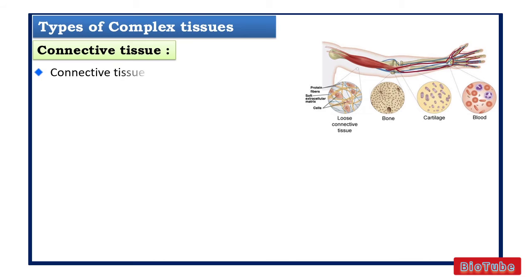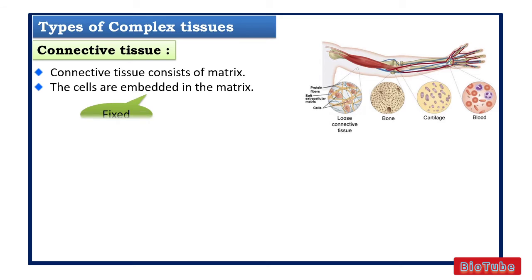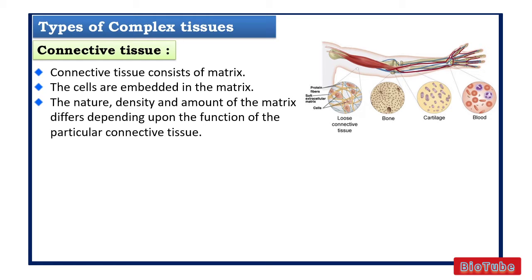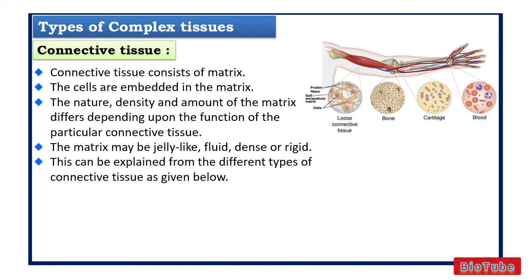The connective tissue consists of matrix, that is the intercellular substance in it. There are cells embedded in the matrix. The nature, density and amount of matrix differs depending on the function of the particular connective tissue. There are numerous flat irregular cells with stellate processes which are called fibrocytes. These cells secrete fibers and matrix. They also repair cuts in the body tissue. The matrix can be jelly-like, fluid, dense or hard, that is rigid. This can be explained from different types of connective tissue which are given below.